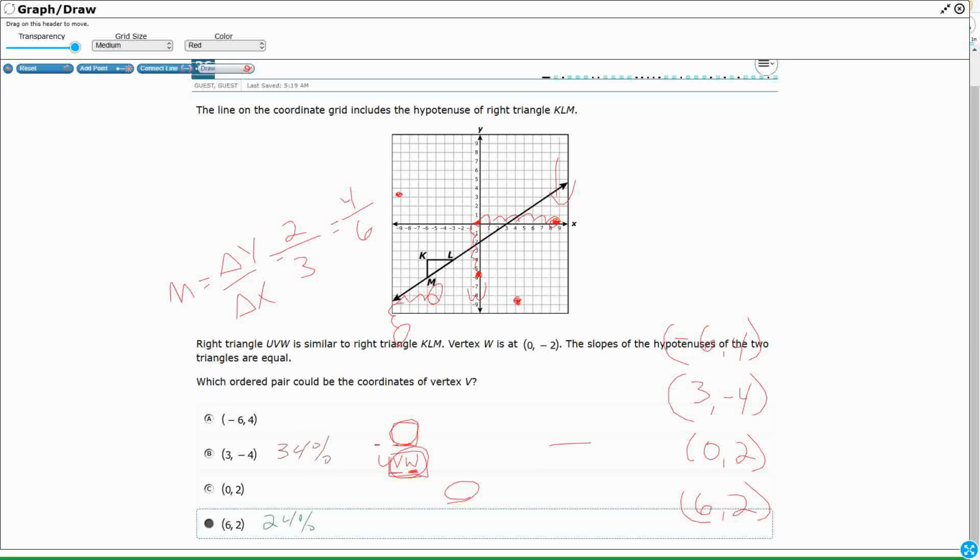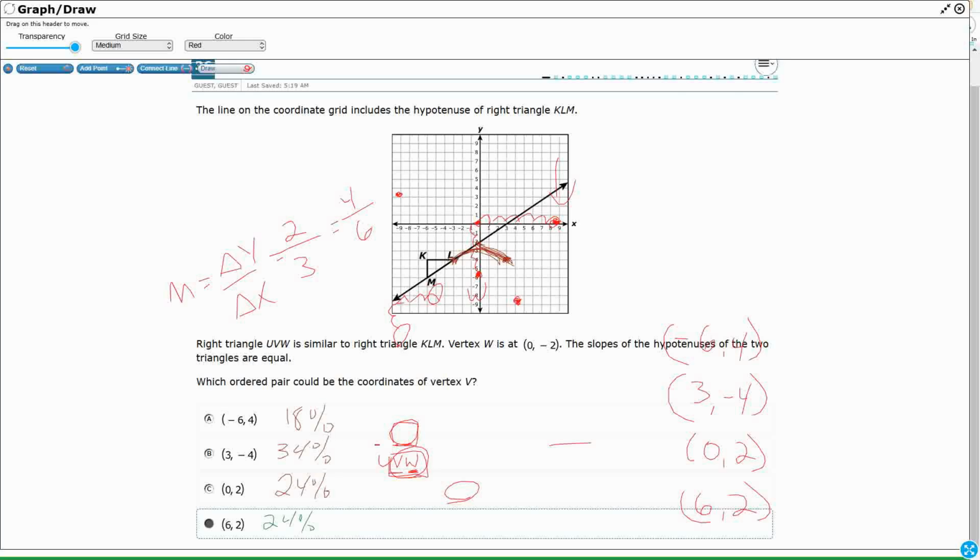3, -4. Now 3, -4 lands right there. And the original point was 0, -2. So for some reason, they thought that was it right there. And really what that is is reflecting L over the x-axis, right? We're just taking this point and reflecting it over and thinking that's it, but that's not how that's going to work because the slope of a line is going to move it up a little bit. So we had 34% on that one. We had 24% over here, and then 18% on A. So quite a lot of guessing.